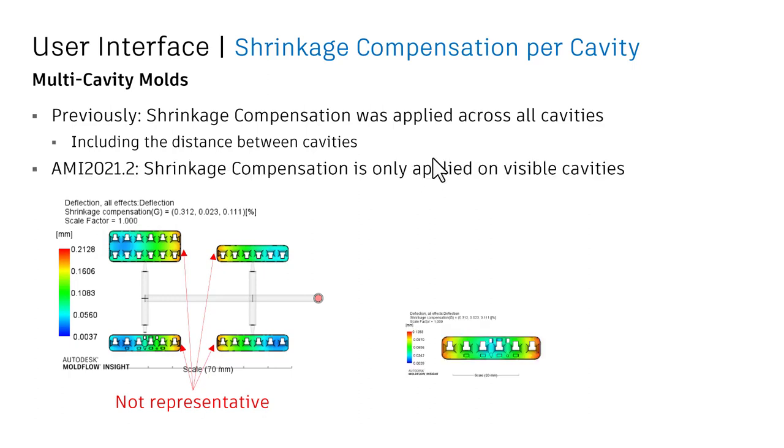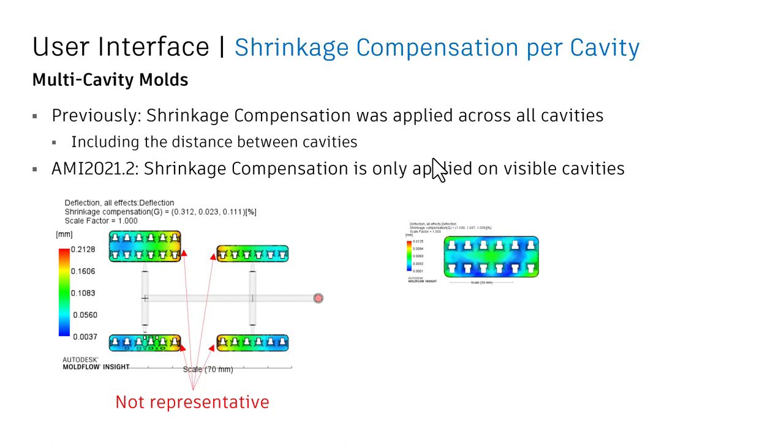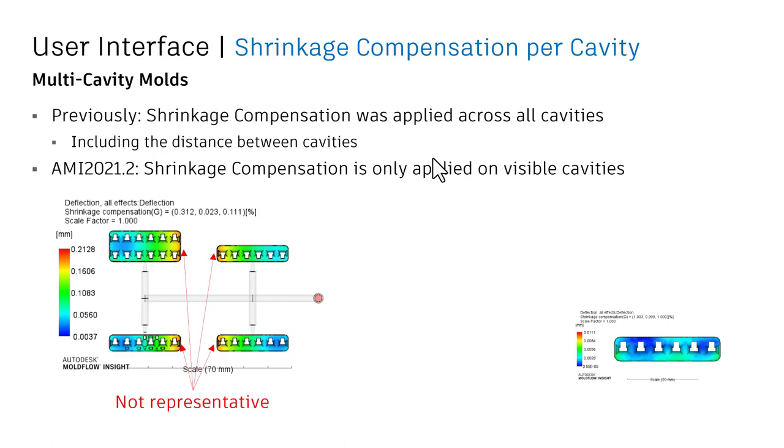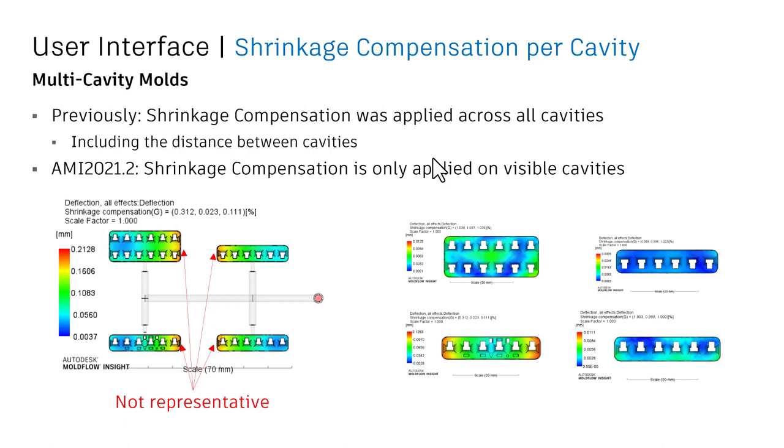With version 2021.2, we made an enhancement to apply the shrinkage only to the visible cavities. So for whatever cavities are visible among the multiple cavities, the shrinkage compensation was getting applied. But with the 2023 release, the shrinkage compensation is now applied individually to all the cavities. So rather than what you see on the screen, it gets applied to the individual cavities, and that makes much better sense than just applying it to the cavities which are visible.